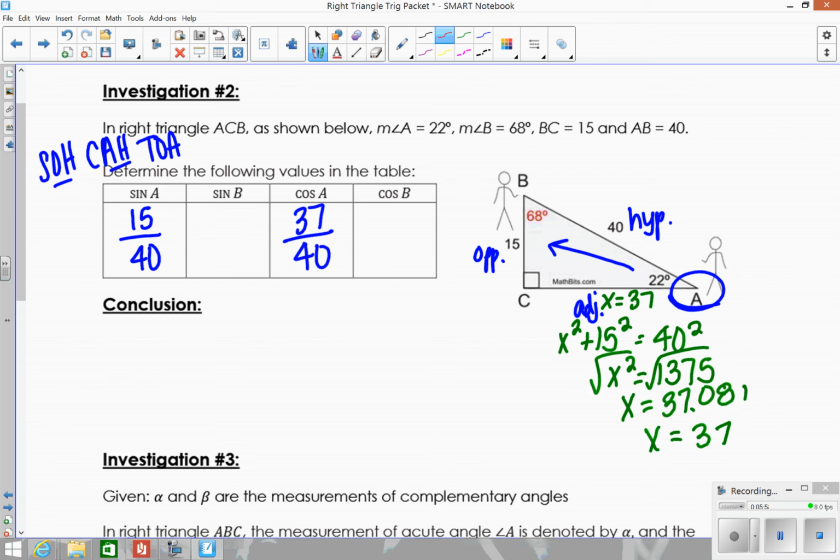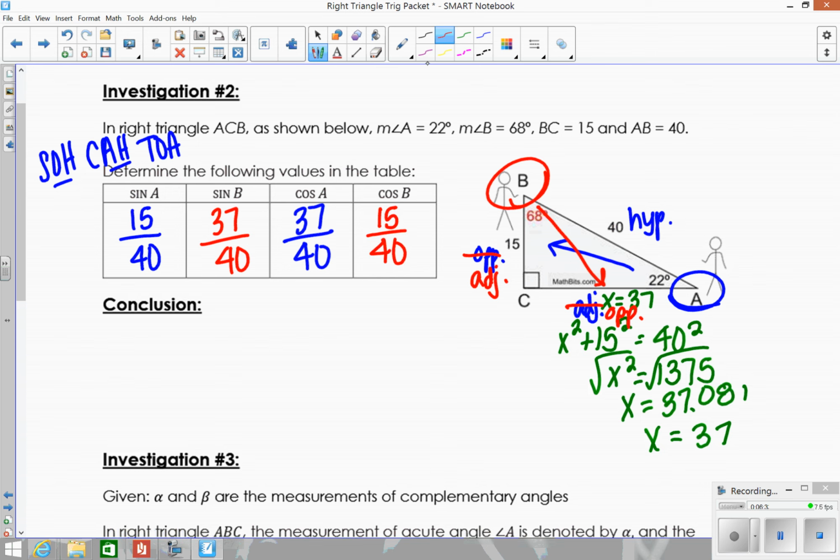And then let's switch our labels, because now the other two ratios you're looking for are sine and cosine of angle B. So starting at B, now the opposite is this side, and the adjacent is the 15. The hypotenuse stays the same. So sine of B is going to be opposite over hypotenuse. So opposite is going to be 37 over the hypotenuse, which is 40. And then cosine is adjacent over hypotenuse, so 15 over 40.